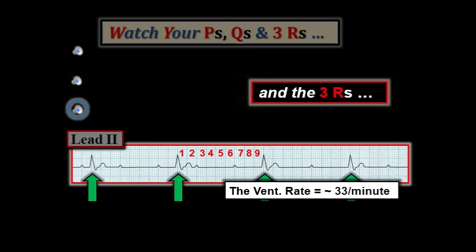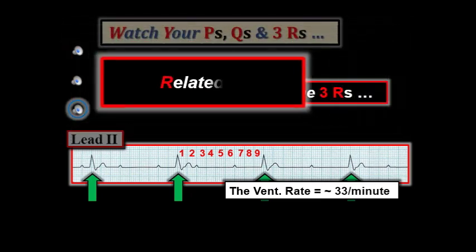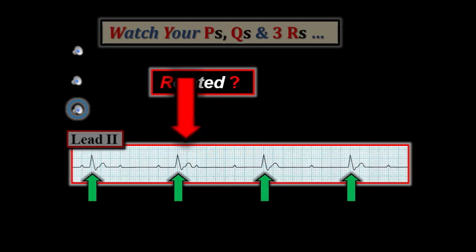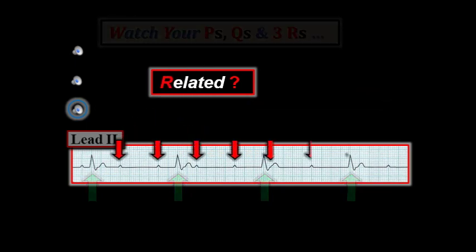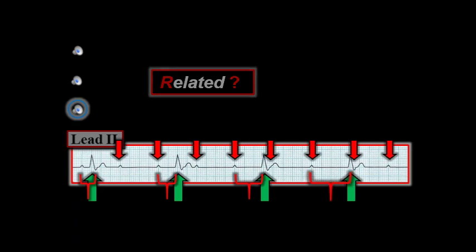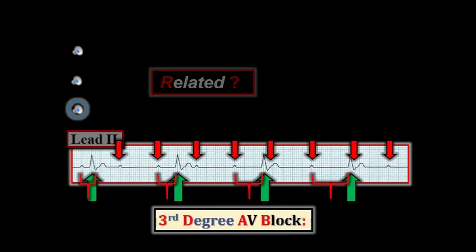We've already looked at regularity and the ventricular rate, which are 2 of the R's, so we now need to assess the third R, which is whether P waves are related to the QRS complex. And the answer is no, as we see a constantly changing relationship between P waves and the QRS complex that is closest to each P wave. The rhythm for this tracing is therefore third degree or complete AV block.